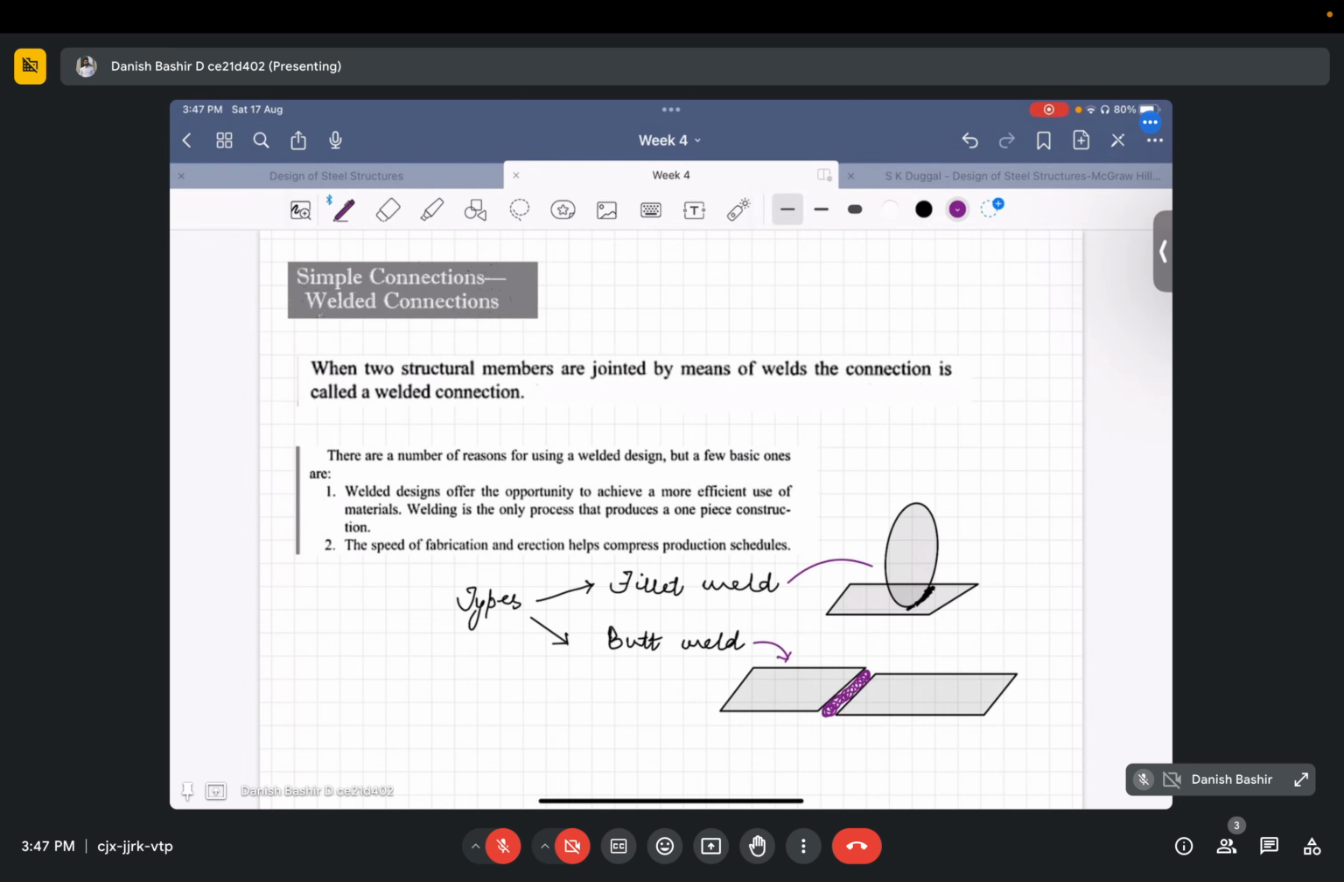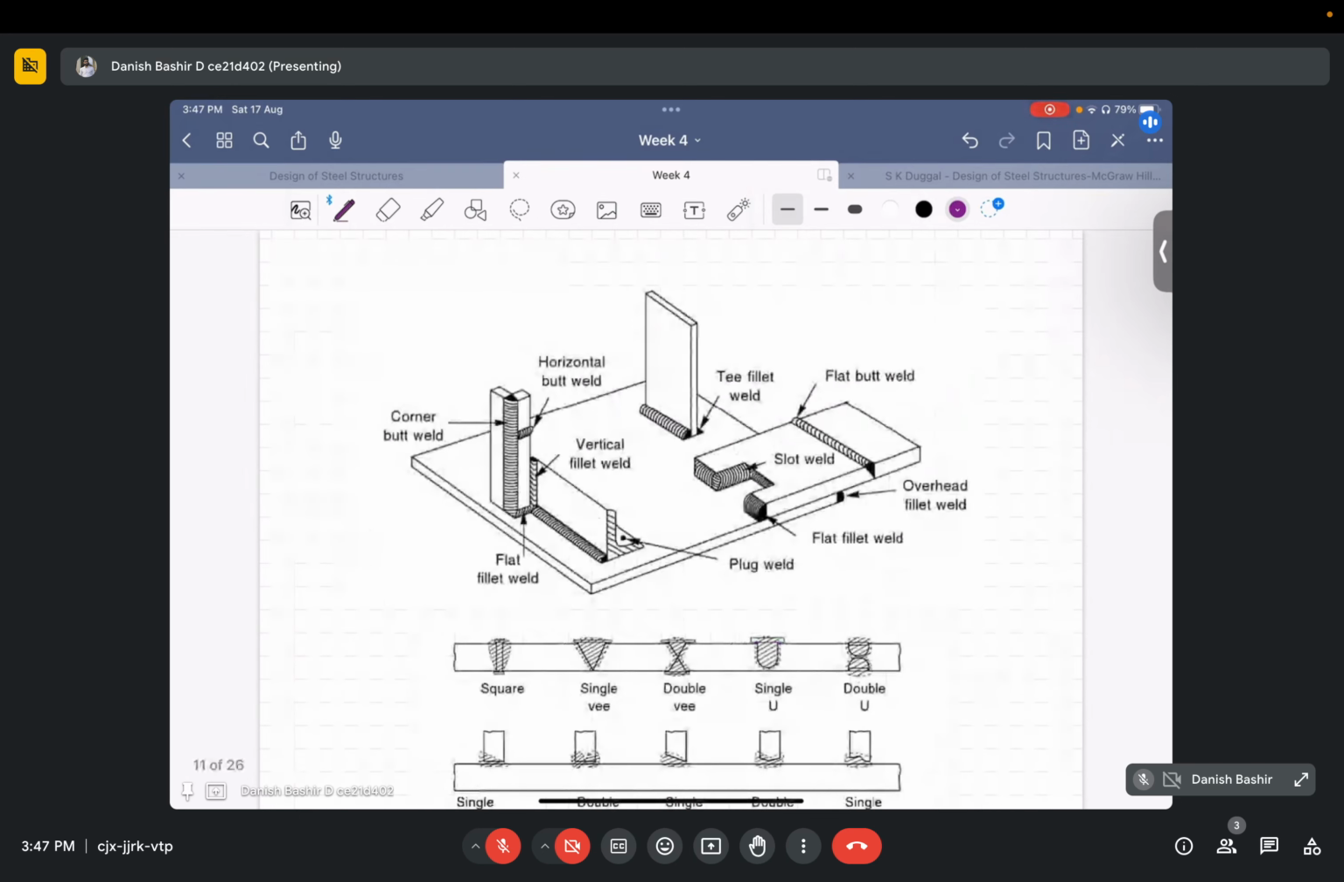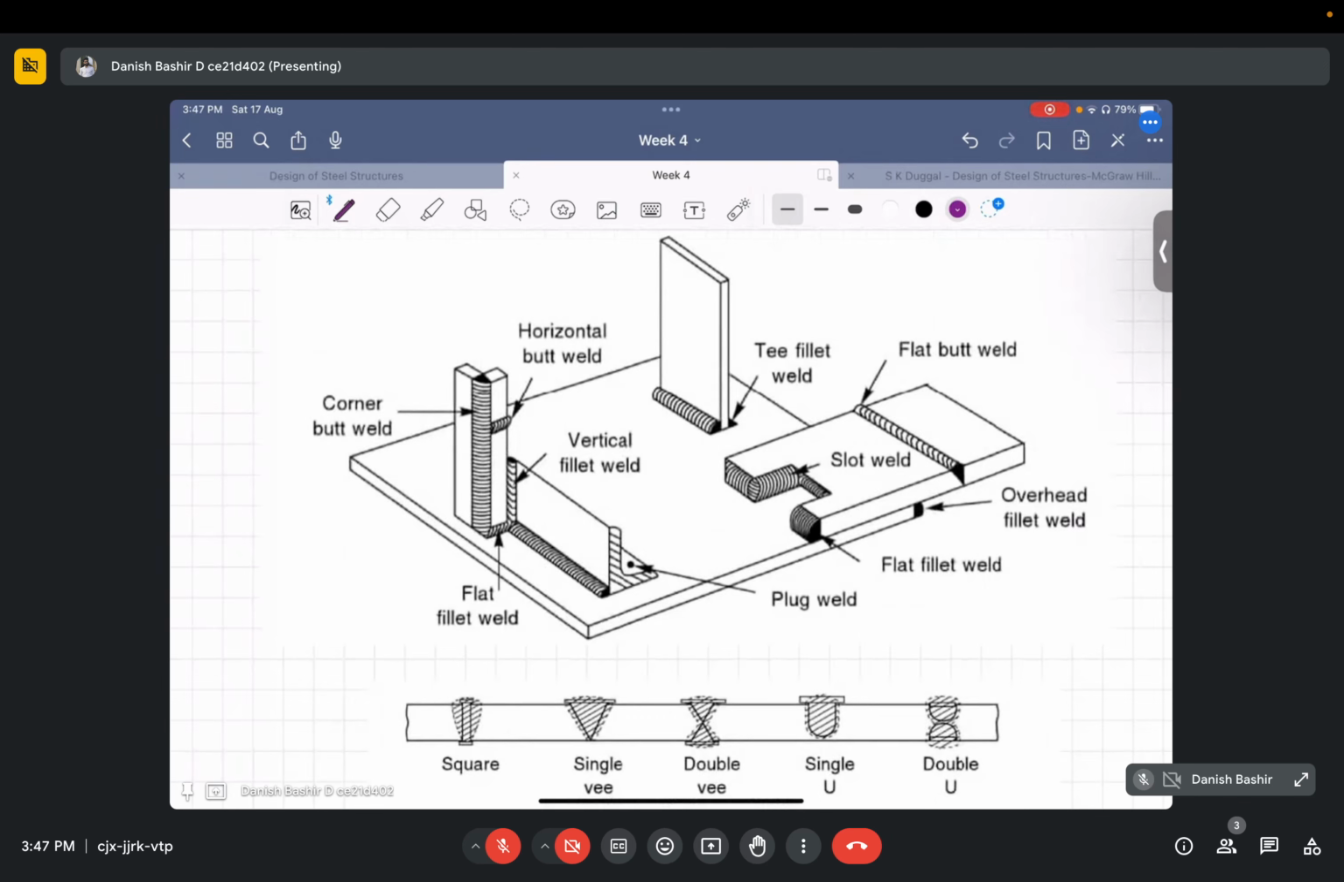Okay, so I can show you the same in the figure here as well. So we are connecting two members, like one member is here like this, one member is here like this, and we are filling this with a corner weld. So fully filling it with this. So we will call this corner butt weld.